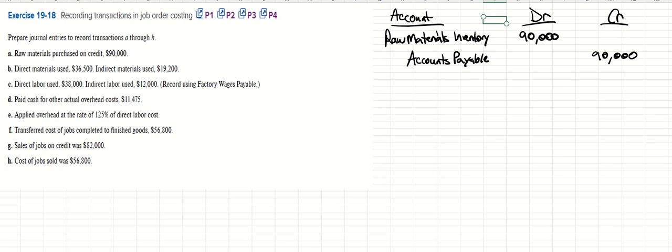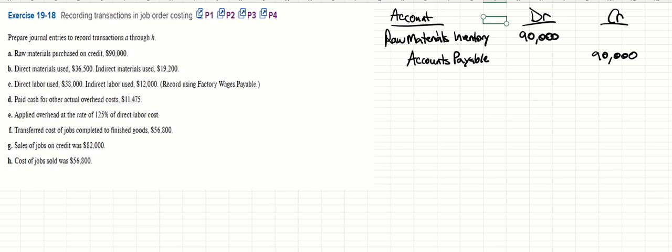What's going to be transferred over into work in process inventory are your direct materials that were used from raw materials and your direct labor. What's transferred to factory overhead is going to be your indirect materials and your indirect labor that were used. So I want you all to note that difference there.